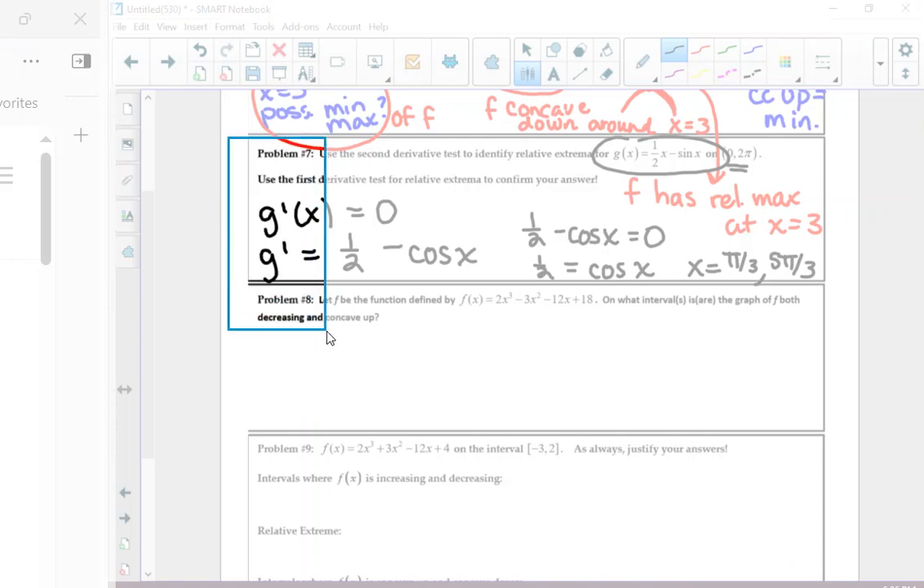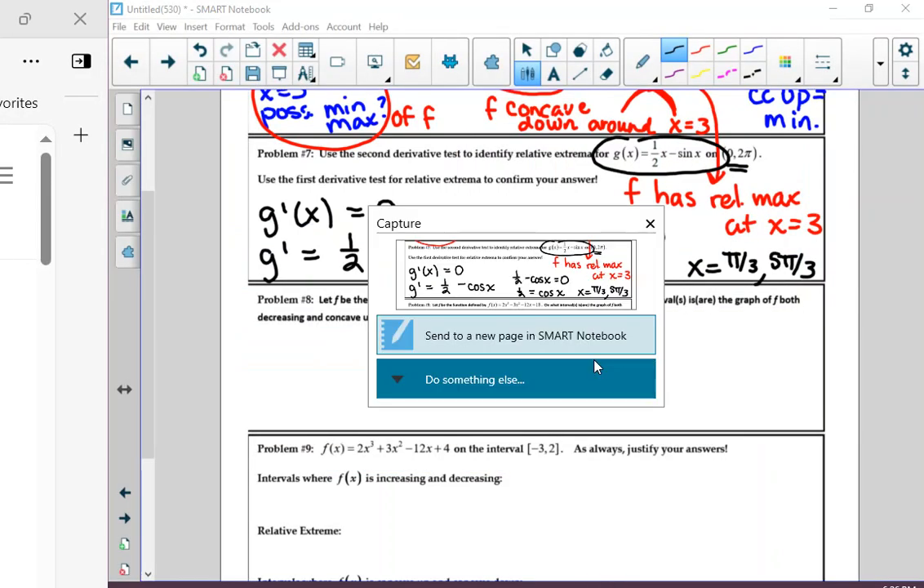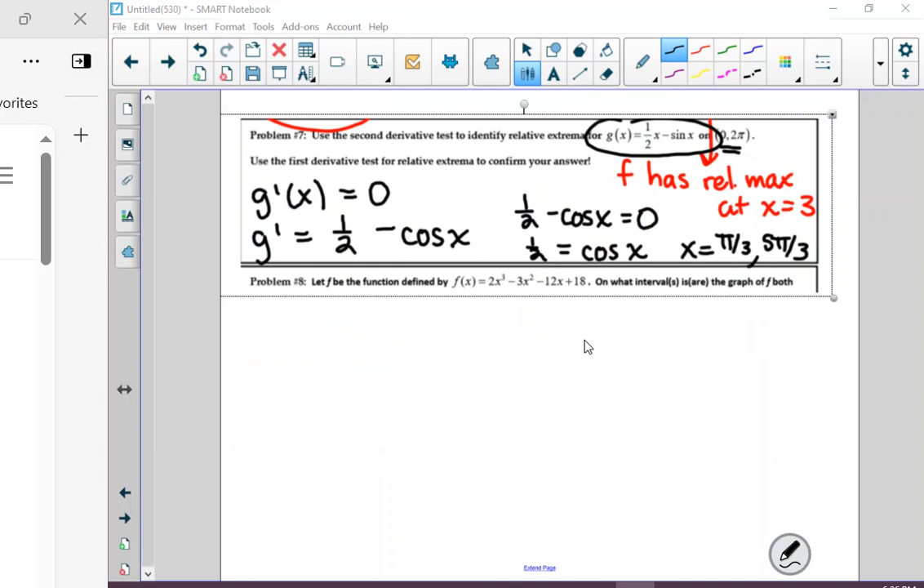Relative extrema. Okay. So, let's do a second derivative test to decide where's the min and where's the max. If g prime is 1/2 minus cosine x, then g double prime, for my little progression here, g double prime would be sine of x.